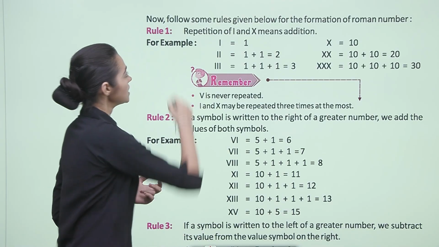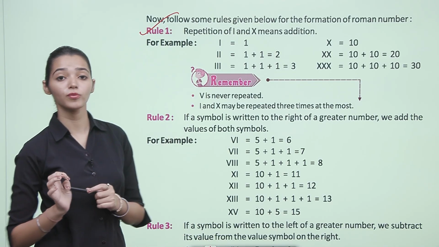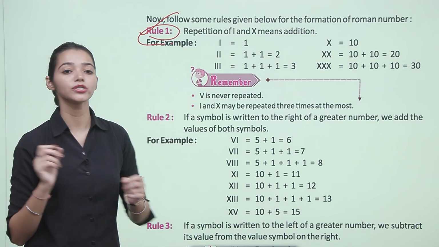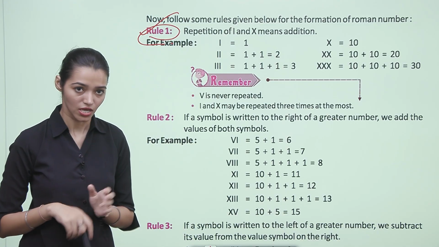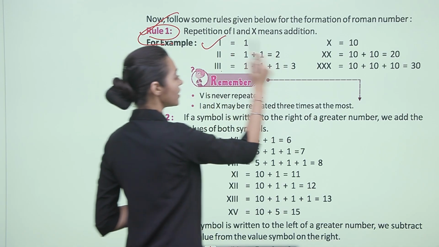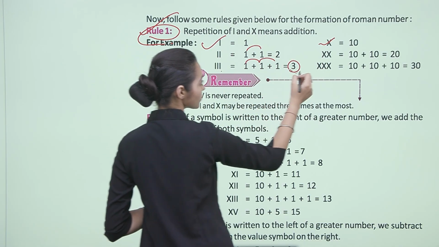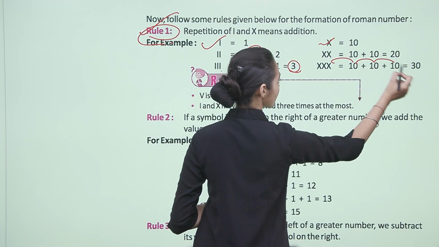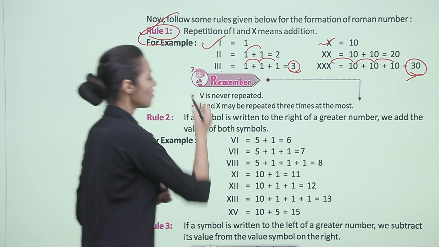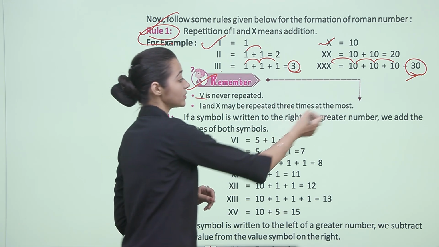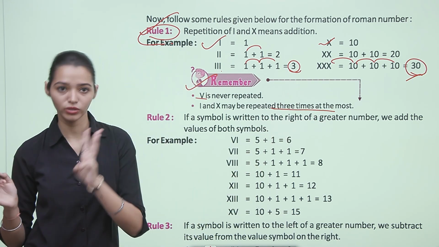Now next, we follow some rules for the formation of all these Roman numbers. Rule 1 says that repetition of I and X means addition. That means if we are repeating I, we are adding 1 plus 1 plus 1, that is 3. If we are repeating X, that means 10 plus 10 plus 10, that means 30. Now always remember, V is never repeated, and I and X are repeated a maximum of only 3 times.